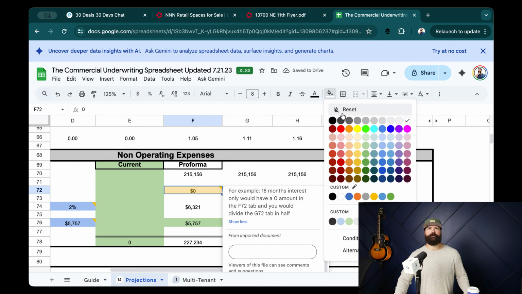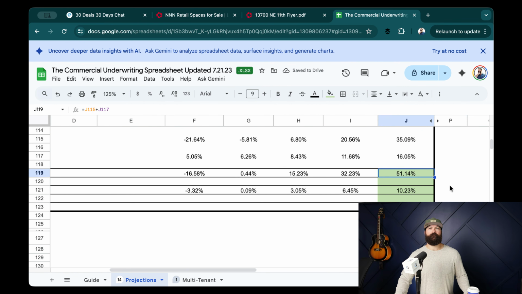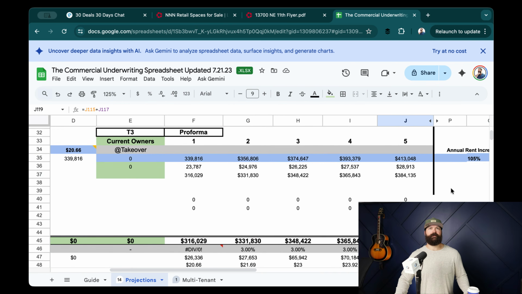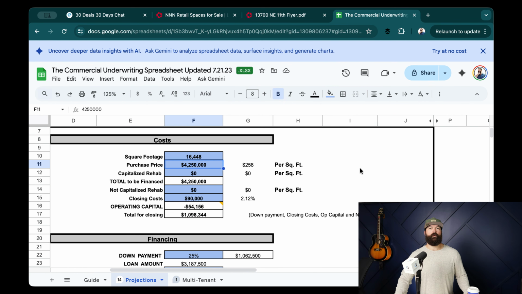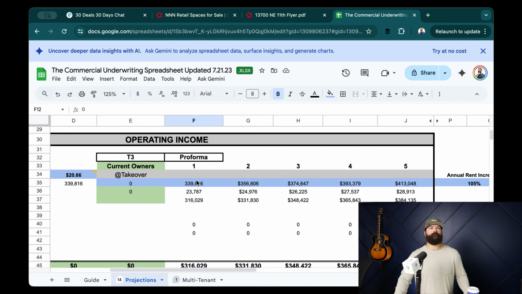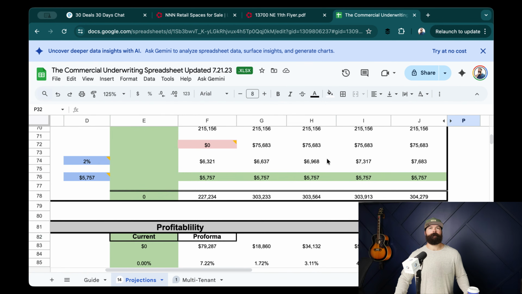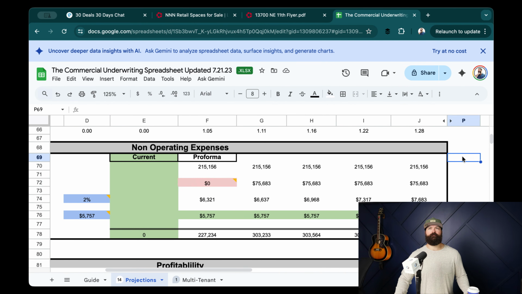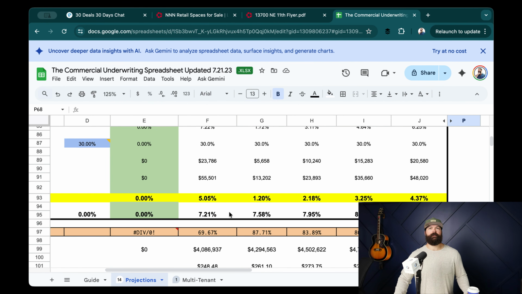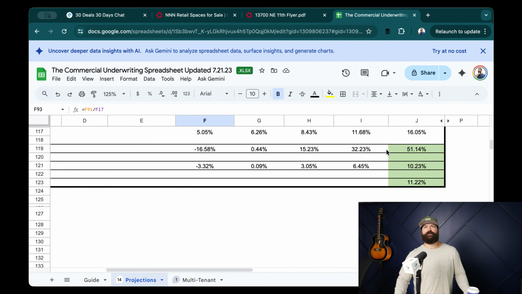Mark this red so we don't forget. 51.14%. That's at $4,250,000. We're bringing no capitalized rehab, 5% annual increases on the rent. We miss 1 year of principal payments, so $75,000. You get a decent cash boost that first year. Still 5% though, and you're still only making 51% on your money over 5 years. So it still wouldn't be worth it to me.